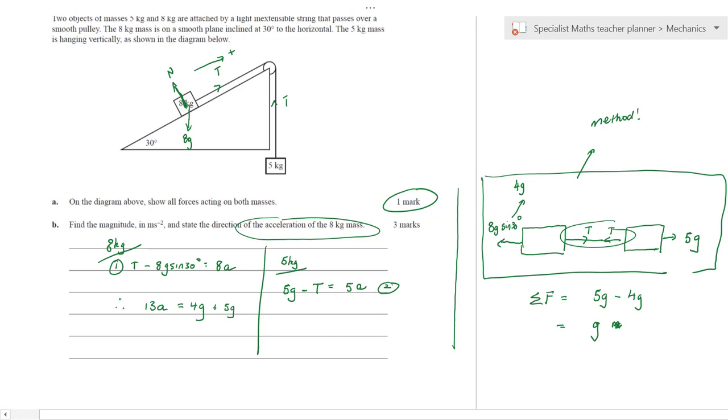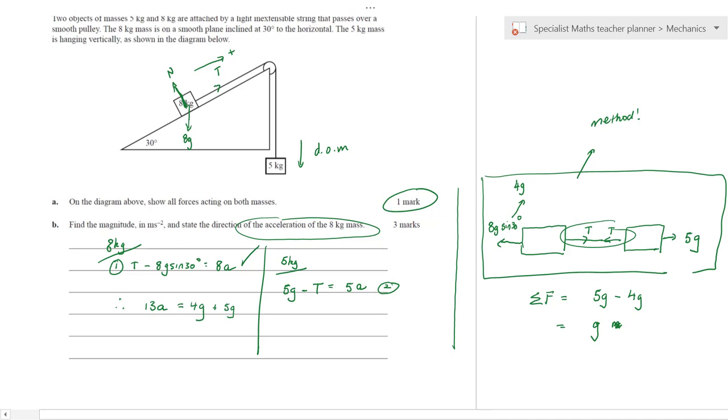So, given the fact that we know, because we don't know which direction it is, we now know that based on that, the direction of motion is down. So now we're going to have no issues with our signs. Let's look at the 8 kilogram object. That means T minus 8g sine theta is equal to 8a. That's fine. But 5g minus T is equal to 5a.